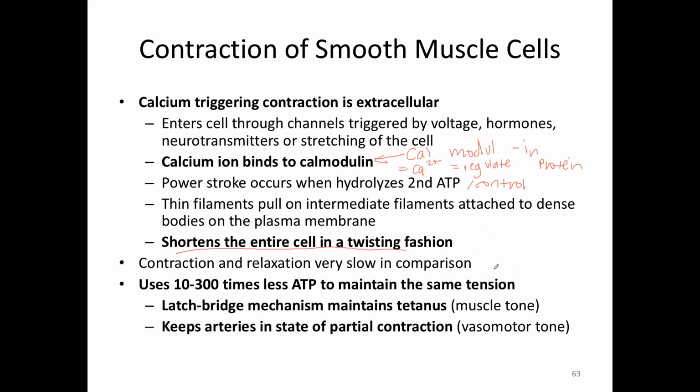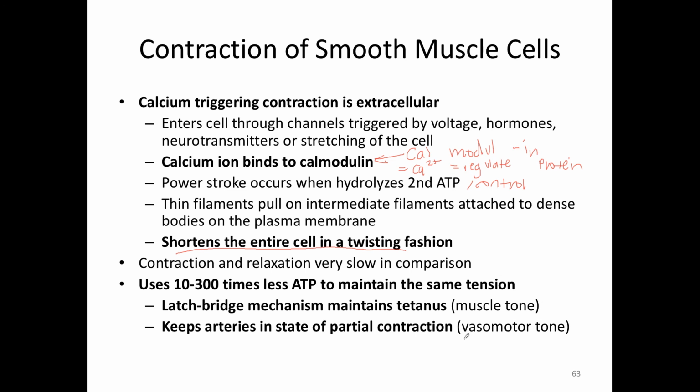So you get slow tension generation and slow tension release with greater efficiency and less investment of ATP. So the latch bridge mechanism maintains tetanus, which is resting muscle tone. So for example, your gut when you're alive is one length. It's about 2/3 longer in death because you lose smooth muscle tone in your intestine.